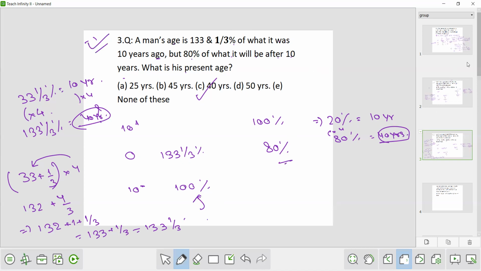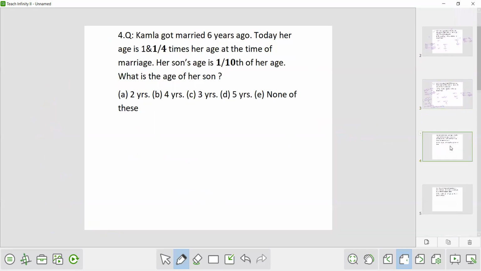Okay. Now let's proceed towards another question. Here the question is, Kamla got married 6 years ago. Today her age is 1 whole 1 by 4 times her age at the time of her marriage. Her son's age is 1 whole 1 by 10th of her age. So what is the age of her son?